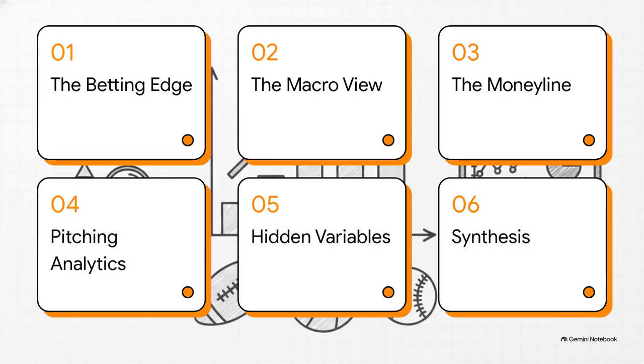So, to solve that puzzle today, we're going to follow a 5-step agenda. First, defining the betting edge. Second, the macro view. Third, decoding the money line. Fourth, pitching and deep analytics. And finally, number 5, hidden variables.